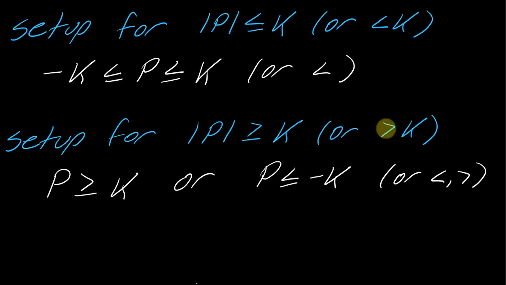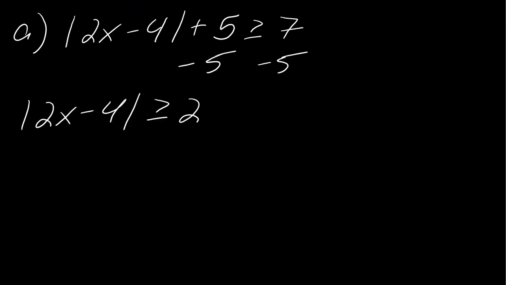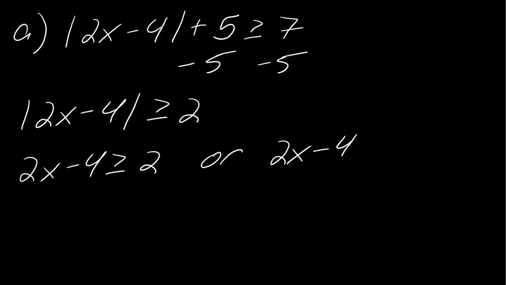For the greater than or greater than or equal to, I always flip-flop that, and I set it up with an or. So let's go ahead and set this up. This is going to be 2x minus 4 is greater than or equal to 2, or 2x minus 4 is less than or equal to negative 2.